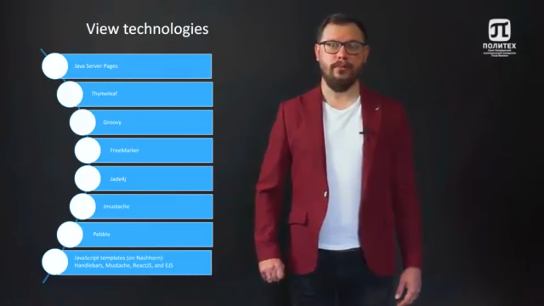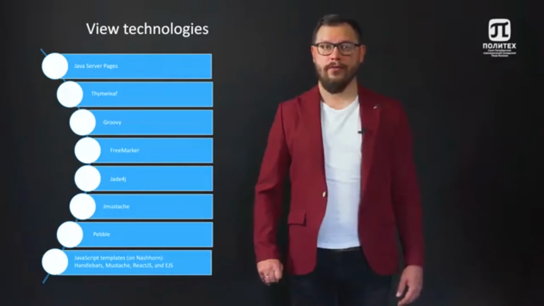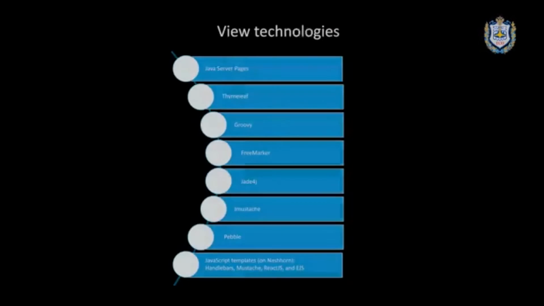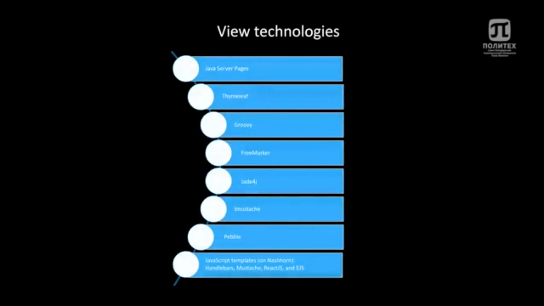JSP is one of the most popular view technologies for Java applications, and it's supported by Spring out of the box. For rendering JSP files, a commonly used type of view resolver bean is InternalResourceViewResolver. Thymeleaf is a Java template engine which can process HTML, XML, text, JavaScript, or CSS files.